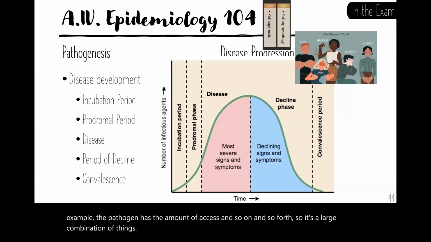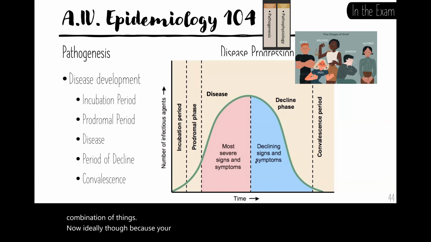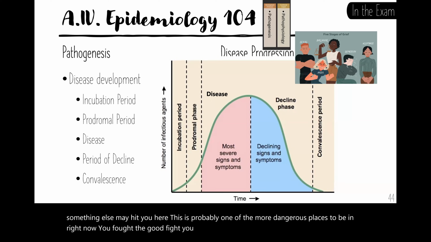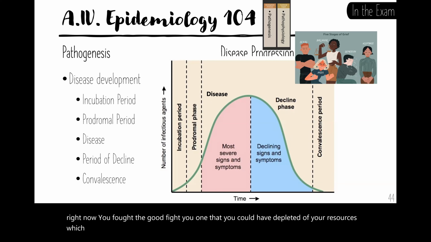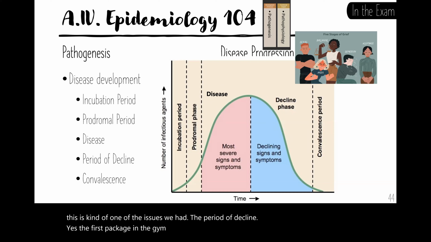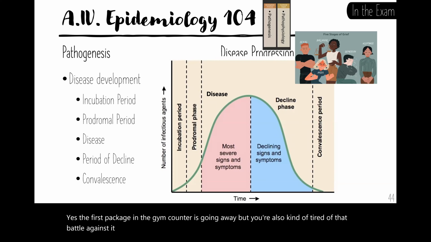Now, ideally, though, because your immune system kind of is being depleted here, and even though the organism may be declining, you're kind of open here. And so it's quite possible that something else may hit you here. So this is probably one of the more dangerous phases to be in. Because right now you fought the good fight, you won, but you've kind of depleted all your resources, which means that a second infection could easily overwhelm you and possibly even kill you. So this is kind of one of the issues behind the period of decline. Yes, the first pathogen that you encountered is going away, but you're also kind of tired of that battle against it. So secondary infections become a critical factor.